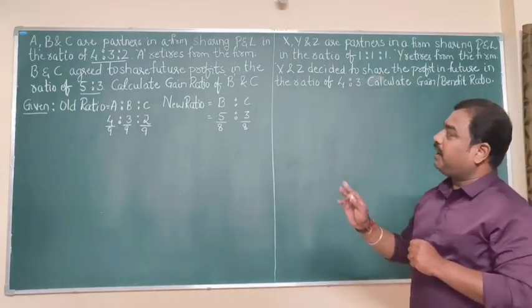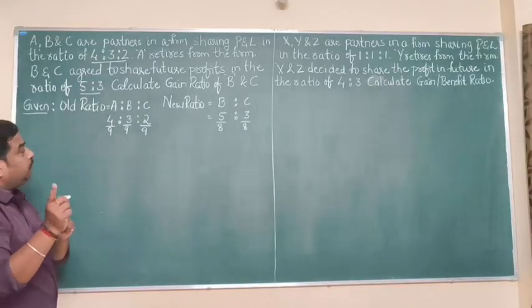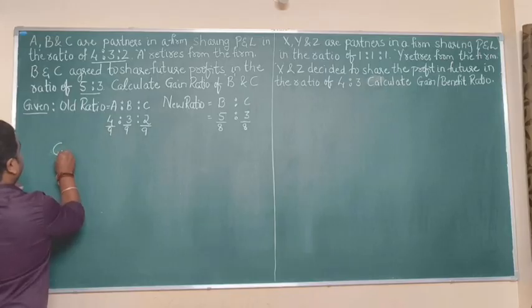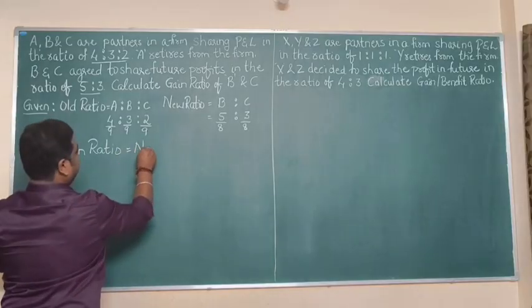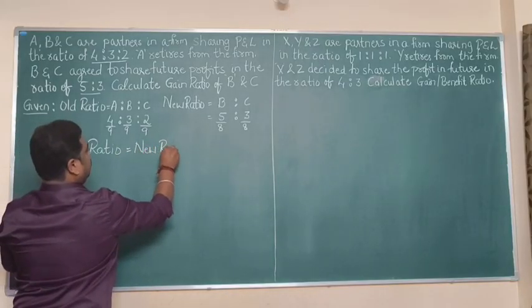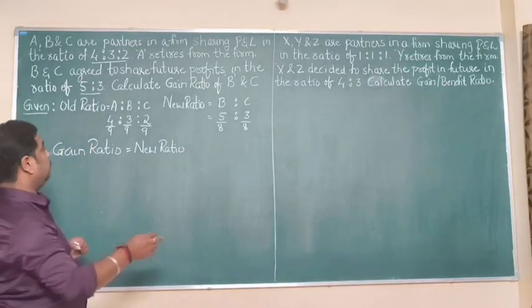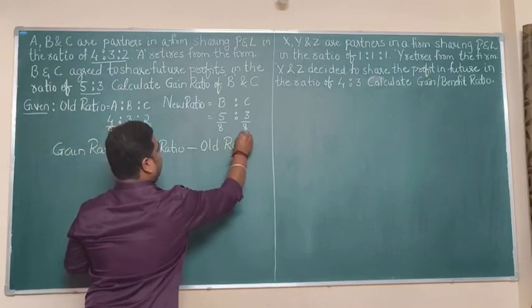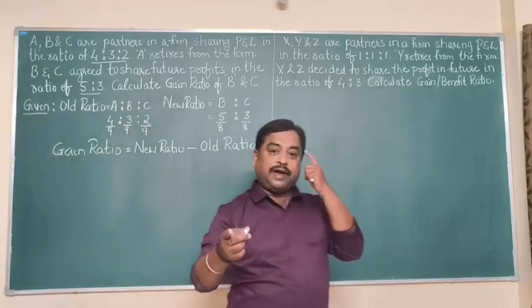Now what are we supposed to calculate here? Gain ratio. The formula is very simple. This is exactly opposite of the sacrifice ratio. So the formula: gain ratio is equal to new ratio, some people call it NPSR, new profit sharing ratio. That's okay. New ratio minus old ratio. So what is the formula for gain ratio? New ratio minus old ratio.